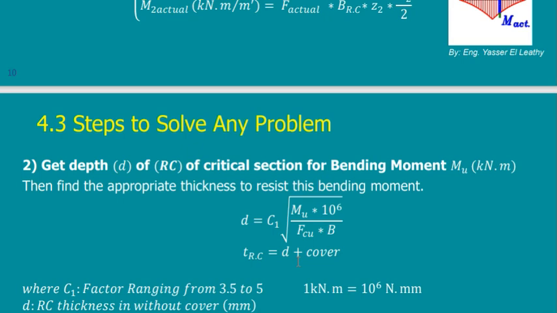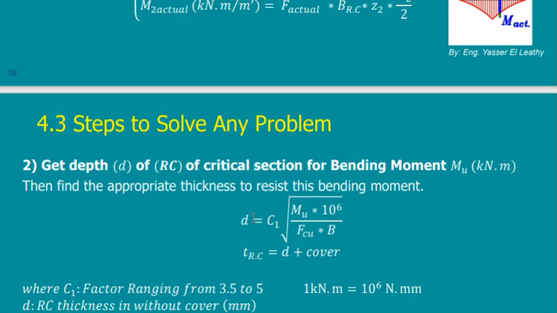No, because suppose that the D that you have calculated is 41.2, and you will add 7 centimeter, so it will be 48.2. I cannot tell the people on site, I need a foundation of depth 48.2. It's nonsense. I will say 50. So this is what we will then have to recheck again.